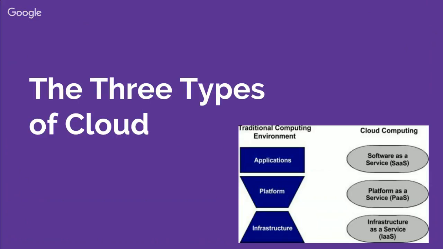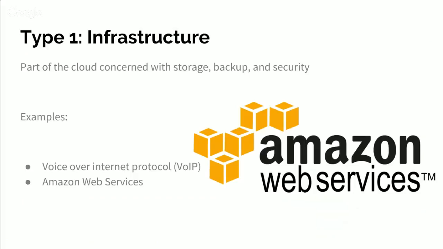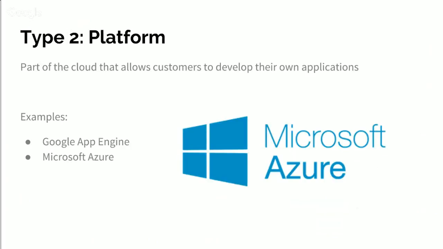What are the three types of cloud? The first one is the infrastructure. It's the part of the cloud concerned with storage, backup, and security. A few examples I have of this are Voice over Internet Protocol and Amazon Web Services. Second type is platform. This is the part of the cloud that allows customers to develop their own applications. And a few examples of this would be the Google App Engine and Microsoft Azure.